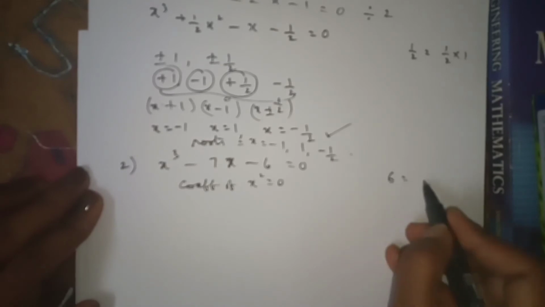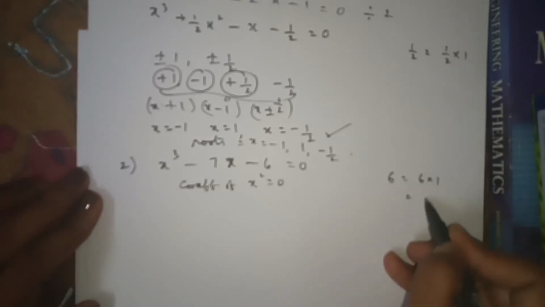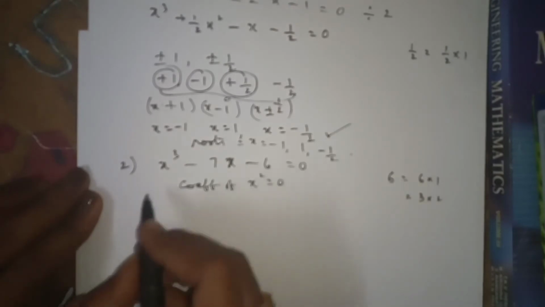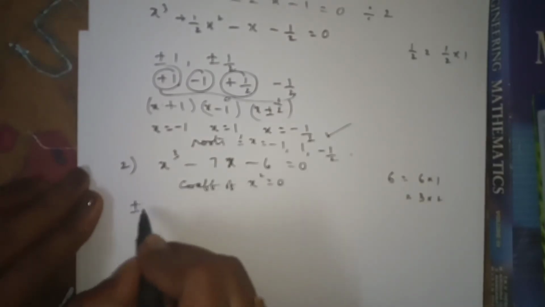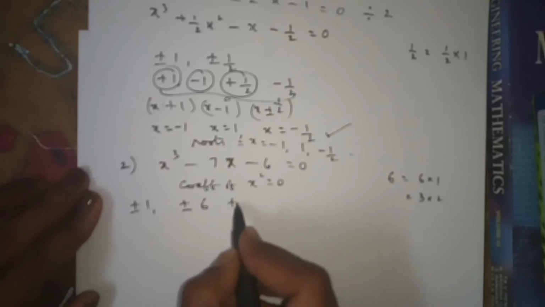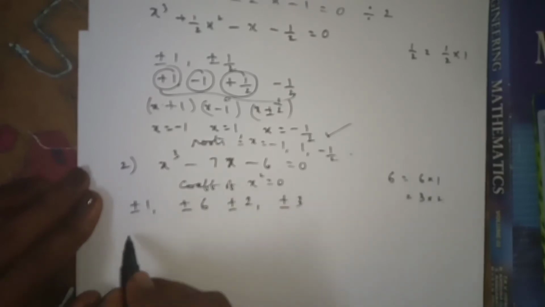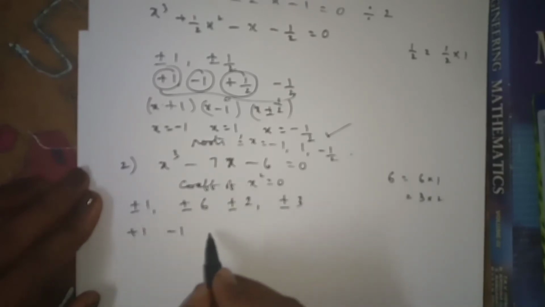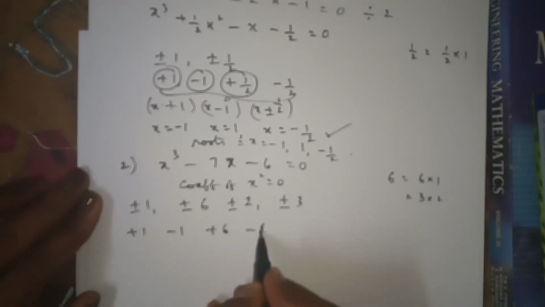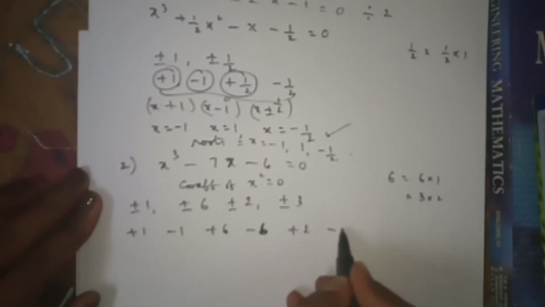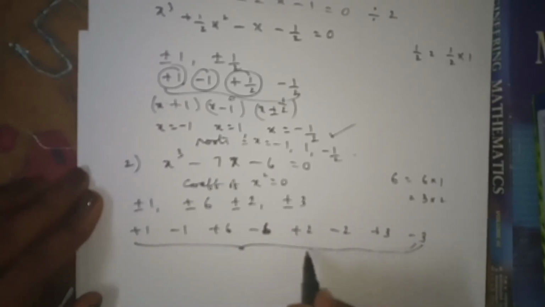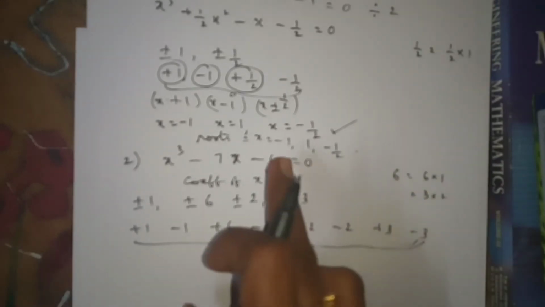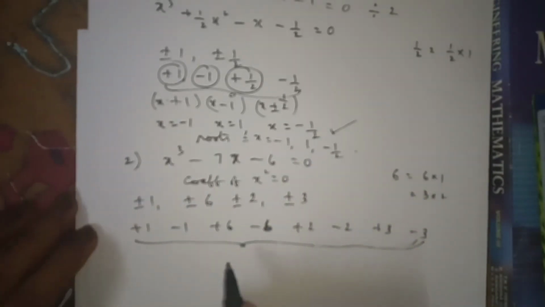Now the factors of 6 are 6 into 1 or 1 into 6, 3 into 2. Therefore we will get plus or minus 1, plus or minus 6, plus or minus 2, plus or minus 3. In detail, plus 1, minus 1, plus 6, minus 6, plus 2, minus 2, plus 3, minus 3. From all these numbers, what we have to do? The sum of any 3 numbers is equal to the coefficient of x square, and the product of any 3 numbers is equal to minus 6. In such a way only we have to choose.